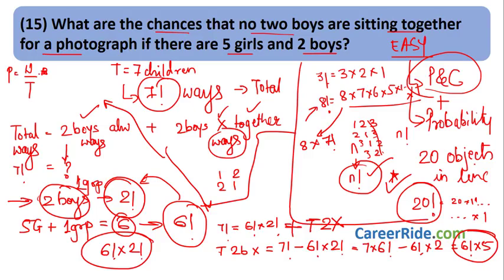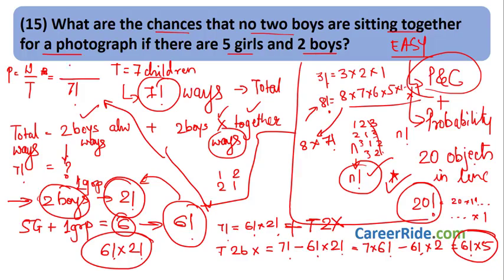We want the probability where the 2 boys are not sitting together. Probability is what I want divided by total number of ways. Total number of ways of arranging the 7 children is 7 factorial. What I want is 2 boys not sitting together for the photograph. In how many ways are both the boys not sitting together?